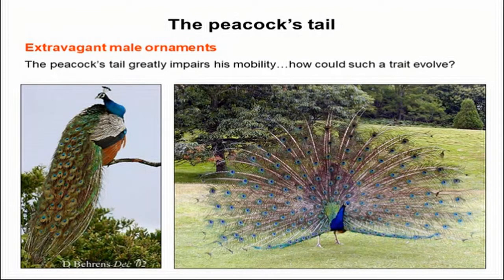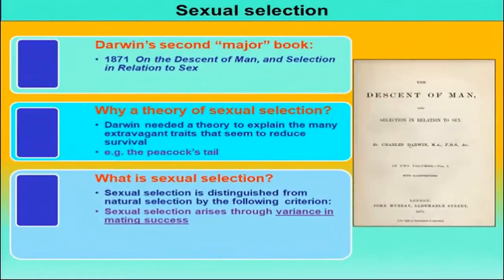This question is not in our mind only. This question was in the mind of Darwin also. You might have heard about the book of Darwin, On the Descent of Man and Selection in Relation to Sex. This book was written in 1871 and it tried to focus on the sexual selection of man and also the organisms which have different extravagant traits or characters which reduce their survival chances. For example, the peacock, as I told you in the previous slide.